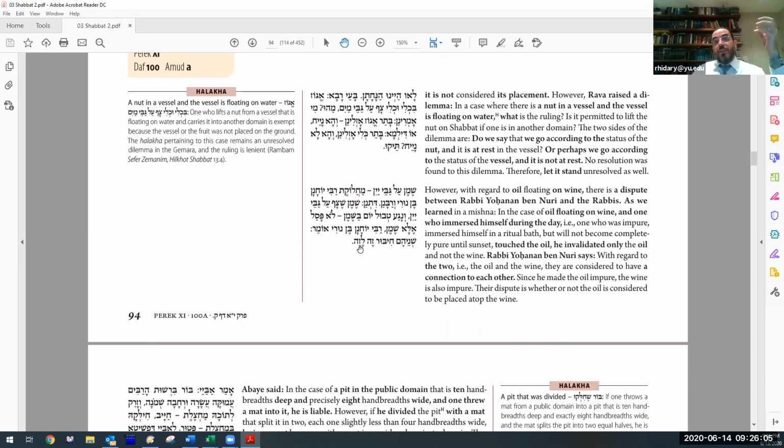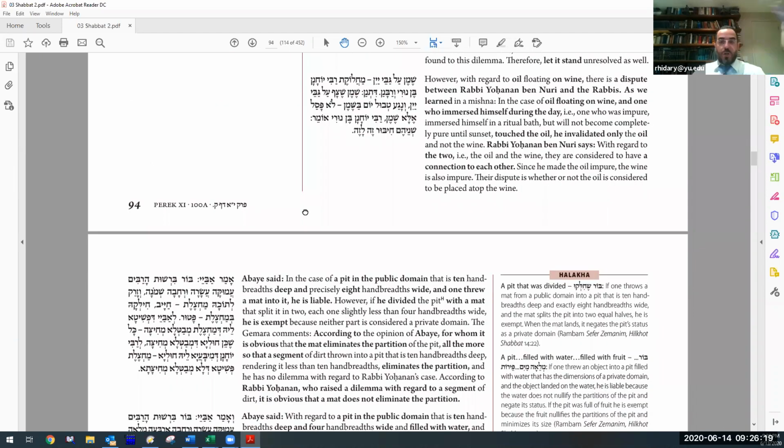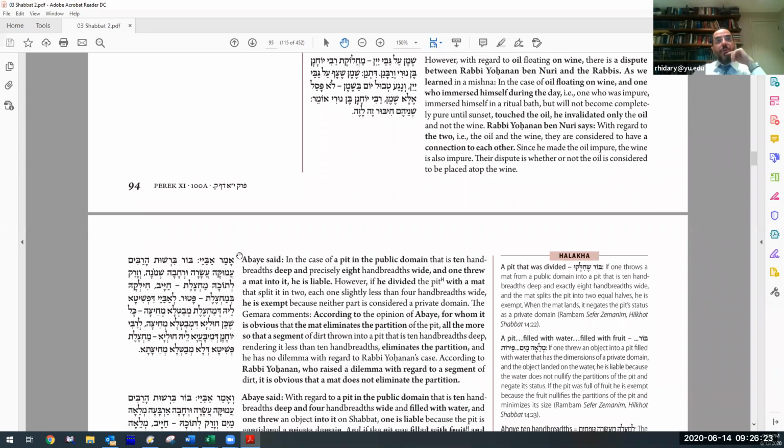According to Rabbi Yochanan ben Nuri, they are connected. They are one because they're all liquid and they're all together. So it's considered one. So according to Yochanan ben Nuri, if I put some oil on top of wine, that would be considered carrying. According to Rabbanan, it would not be considered transferring. It would not be considered placing it down.